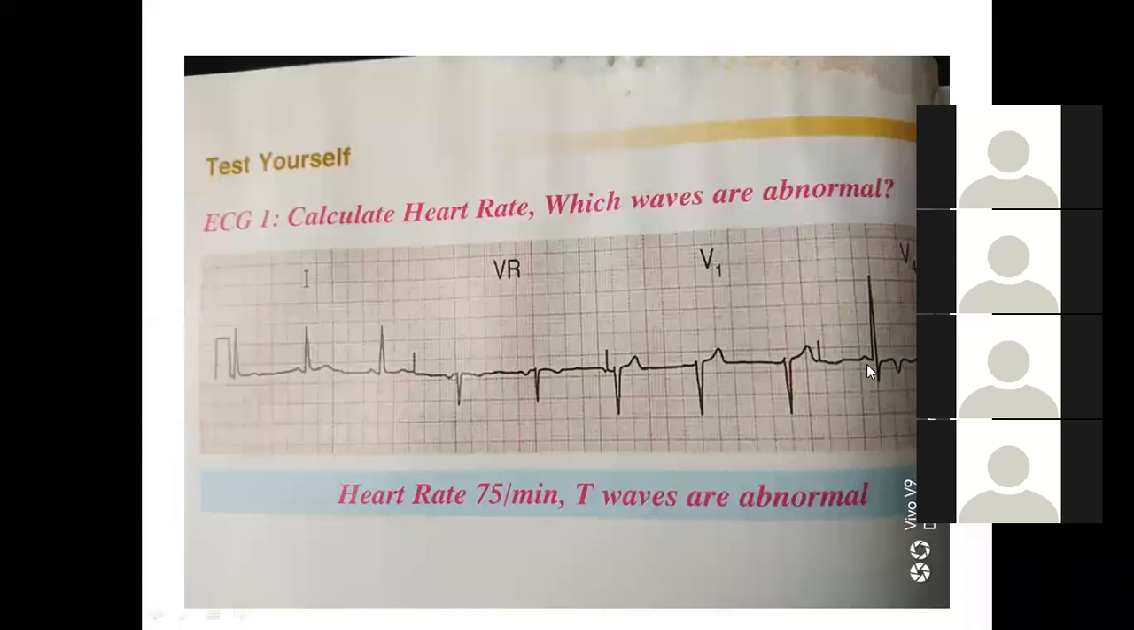In this V4, there is a P wave you can see very clearly, correct? Yes, sir. R is there, S is there, but the T is inverted. You can see it is upside down. In V4, should the T be inverted or not? No, it should not be, sir.